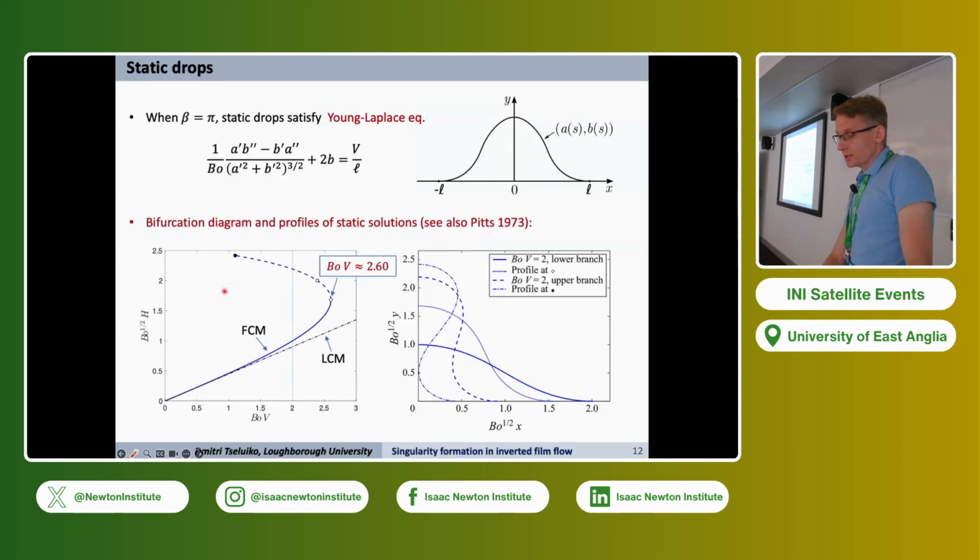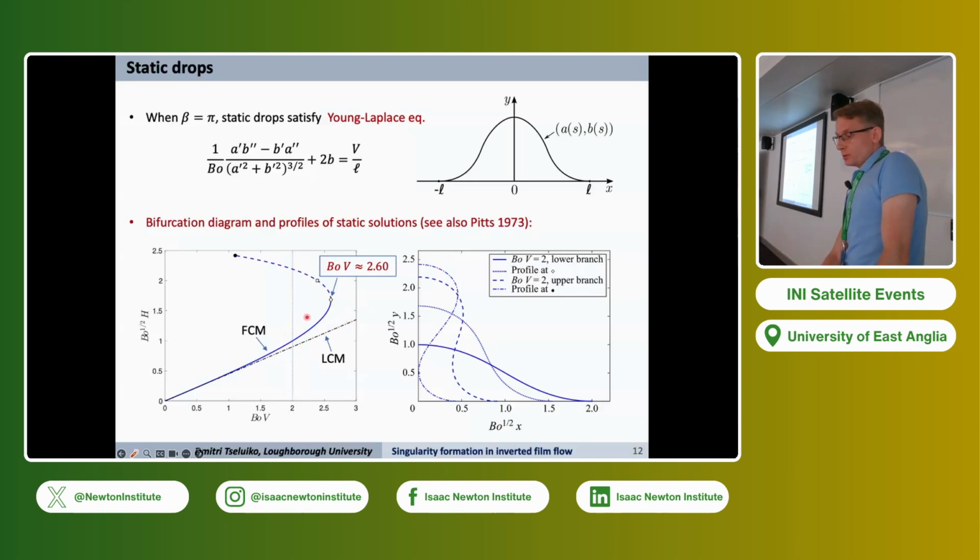And the left panel here shows the bifurcation diagram of solutions to the static Young-Laplace equation. This was also analyzed by Pitts in 1973. So for the linearized curvature model, the Young-Laplace equation is a linear equation, and solutions have sinusoidal shape. And they exist for any value of the volume. So we plot the droplet height over the volume. So solutions exist for any value of the volume. These are shown by the dot dashed line, the respective curve.